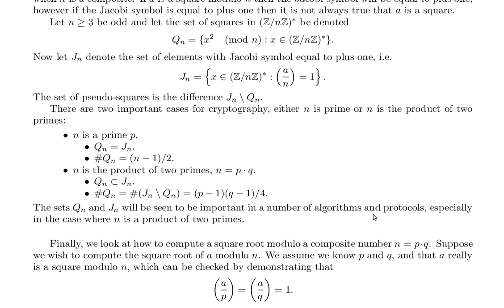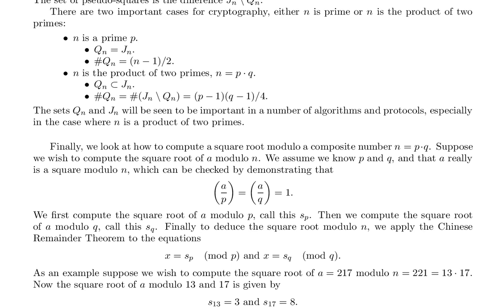The sets Q sub n and J sub n will be seen to be important in a number of algorithms and protocols, especially in the case where n is a product of two primes. Finally, we look at how to compute a square root modulo a composite number n equals pq.